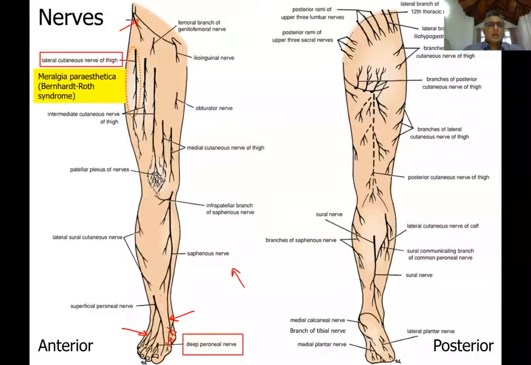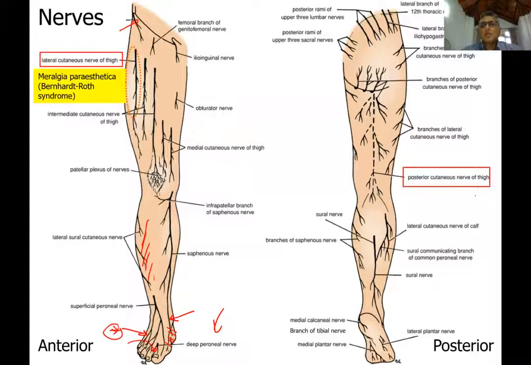Then the other one is the deep peroneal nerve. Deep peroneal nerve, it is the nerve of the anterior compartment of the leg, supplies the muscles in the anterior compartment, and has a very small cutaneous sensory component left. After supplying the anterior compartment, it even supplies the muscles in the dorsum of the foot. It supplies both the anterior compartment and the muscles in the dorsum of the foot. Then the cutaneous component supplies the first web.